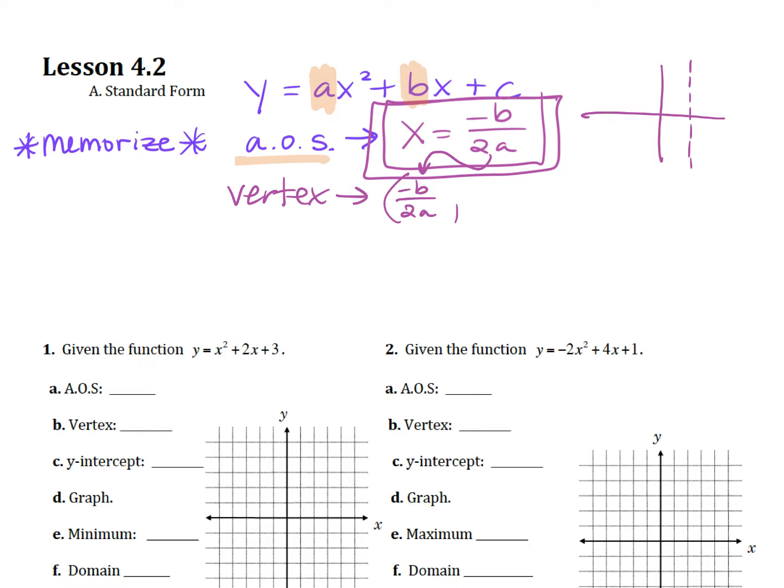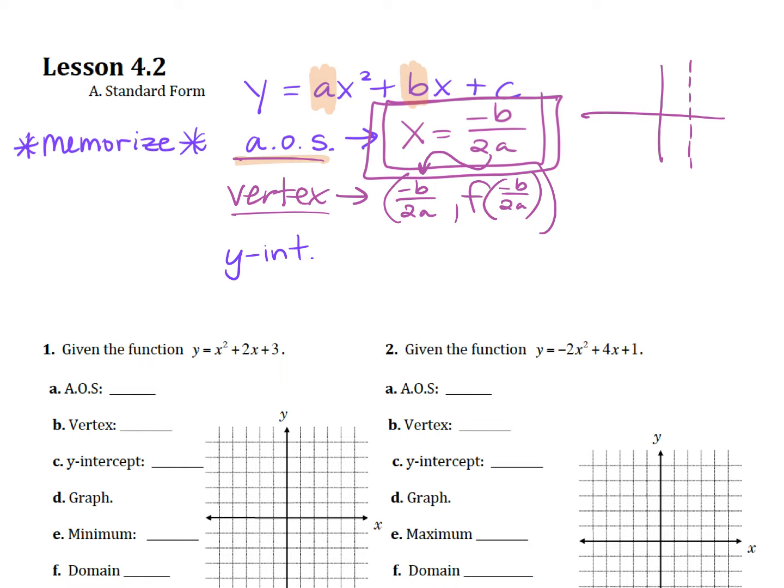So we take this, negative b over 2a, and then we plug it into the function to get our y value, okay? Which looks a little funny, but I think once I show you what we're doing with that, you'll know what I'm talking about. So that's axis of symmetry and vertex. And then the last thing is just your y-intercept.